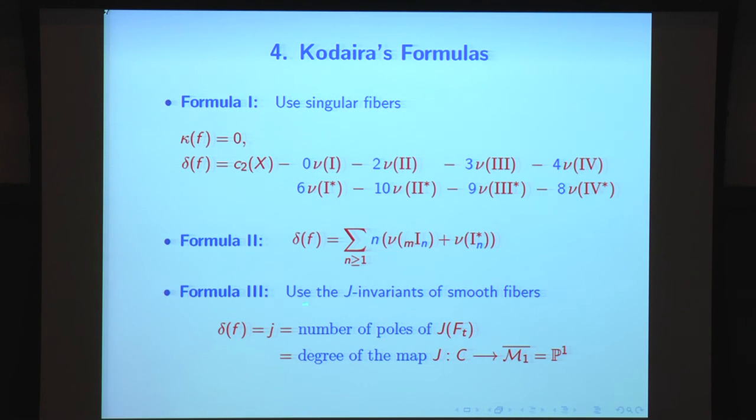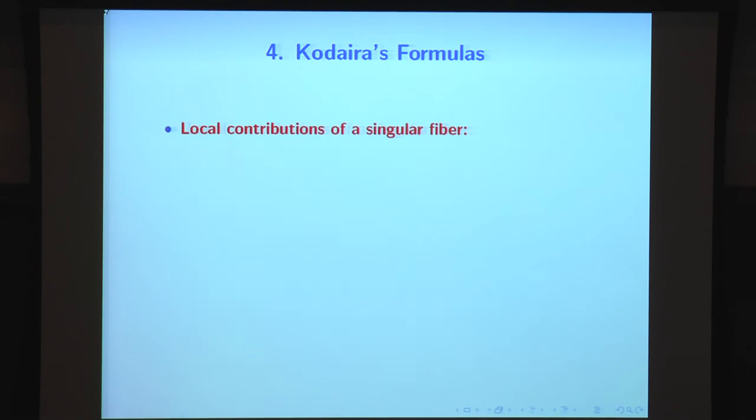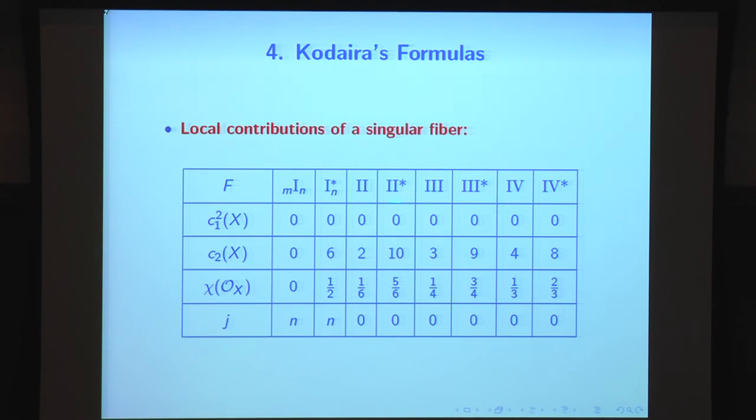The third formula is by using the J invariants of the smooth fibers. So for the smooth fibers, the J invariant is a rational function, or meromorphic function, of the parameter T. What is delta F? Delta F is just the number of poles of the function. So in the language of algebraic geometry, this is the degree of the map from C to the moduli space of elliptic curves. So Kodaira has 3 nice formulas. Our purpose is to generalize these formulas, to compute the contribution of a singular fiber to the global invariance. So here is the local contribution of the singular fibers to the 3 Chern numbers, to the modular invariance.